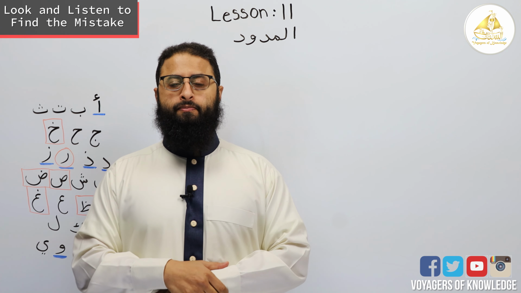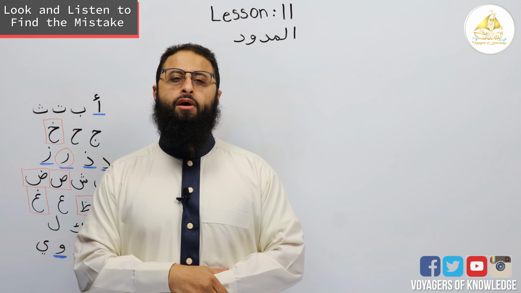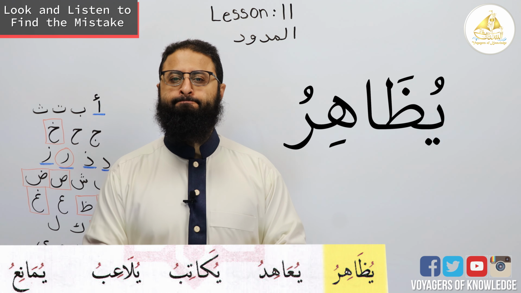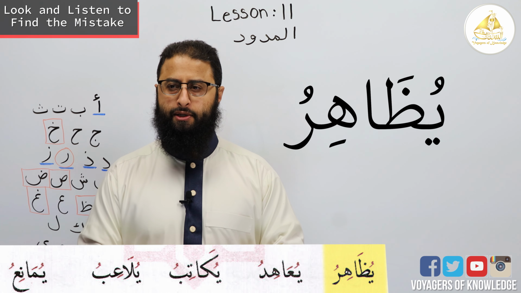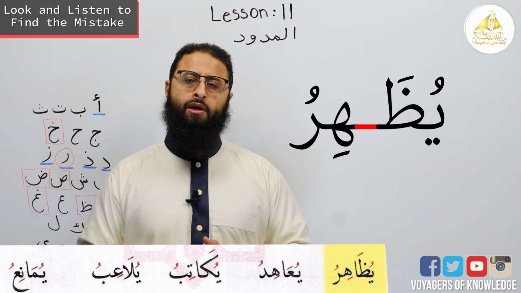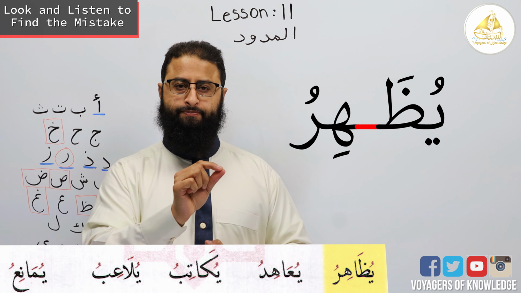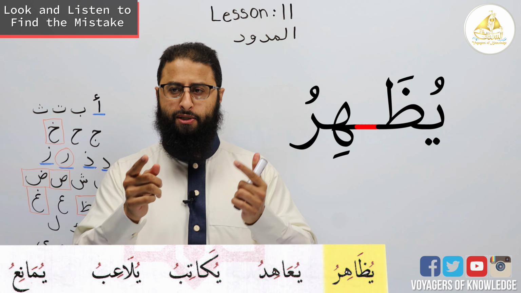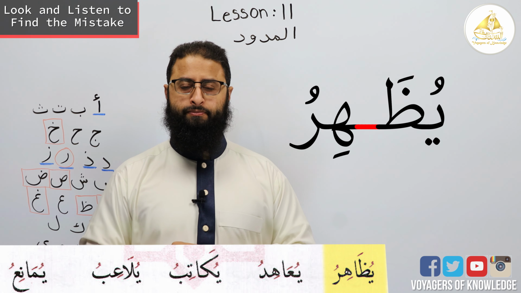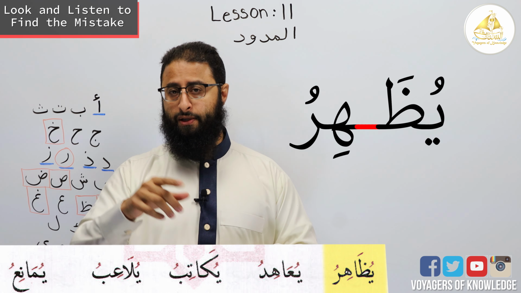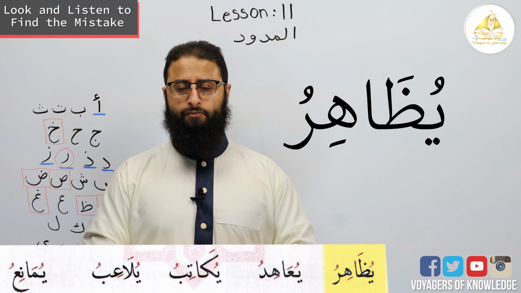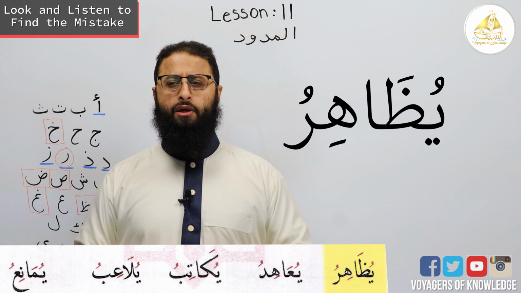The first word. Find the mistake. يظهر. يظهر. Where's the mistake? Did I pronounce all the letters? No. I forgot the vowel. Listen to the dha and the ha. يظهر. There's something missing there. Where's that vowel? Where's that alif? You have to make the dha longer because that alif has a sukoon, right? And the dha has a fatha. So it should be يظاهر. يظاهر.